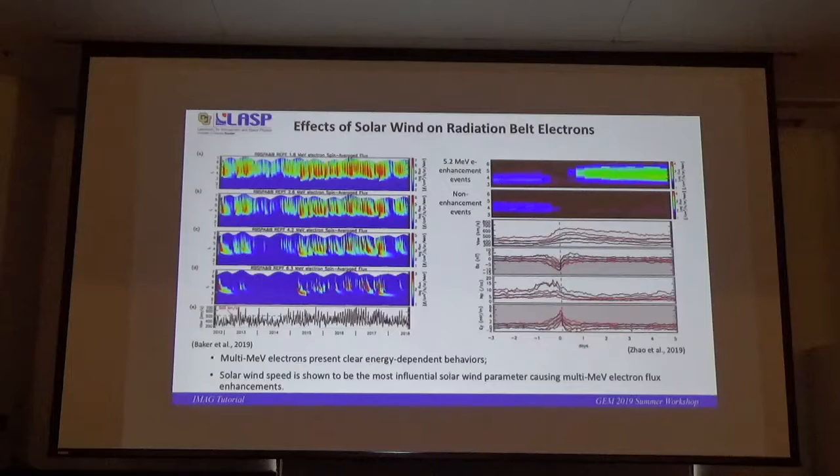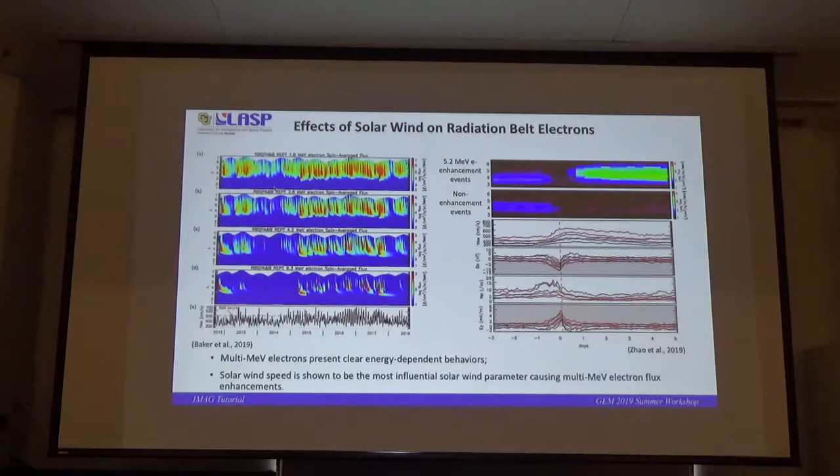So the effect of solar wind on the radiation belt particles has been examined over a long time. However, the state-of-the-art measurements from Van Allen Probes enable us to further understand the effects of solar wind on radiation belt electrons, especially with their energy dependence. So here I'll just show two examples of the most recently published papers.